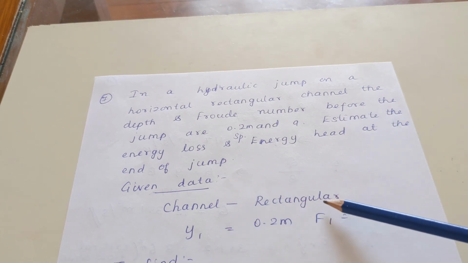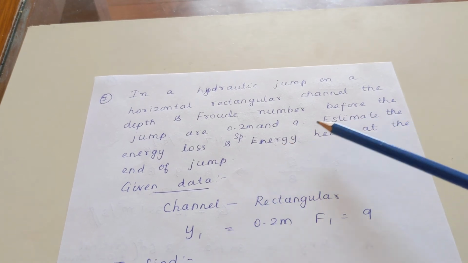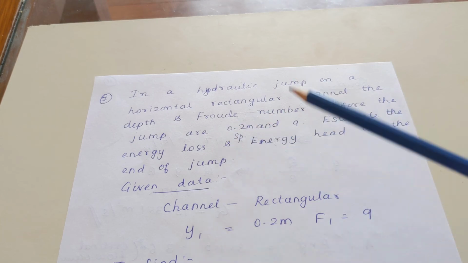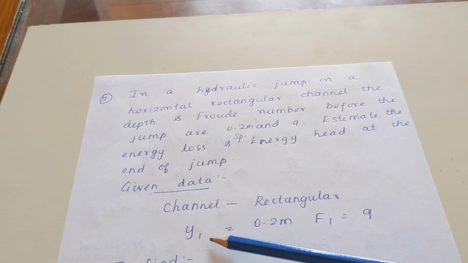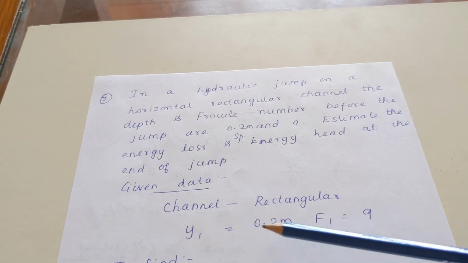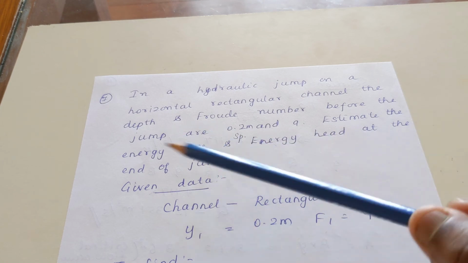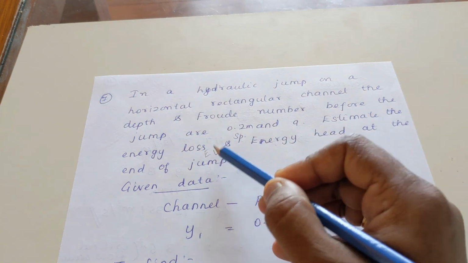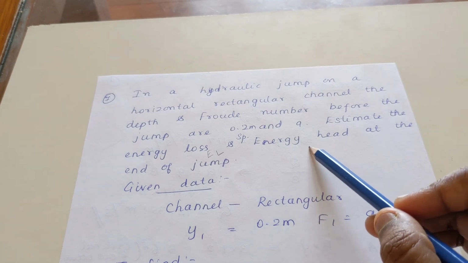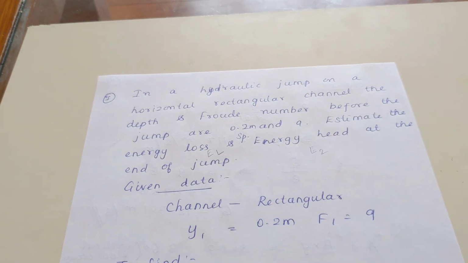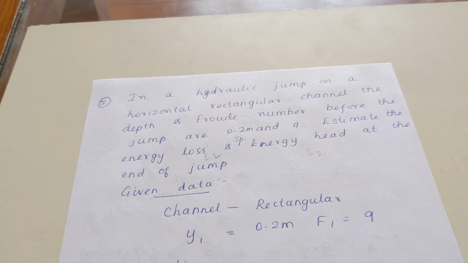The channel is a rectangular channel. Before the jump, they have given the depth and Froude number. So before the jump means y1 and F1, it is given 0.2 meter and 9. What you have to find? You have to estimate the energy loss, EL, and the specific energy head at the end of the jump, that is E2.